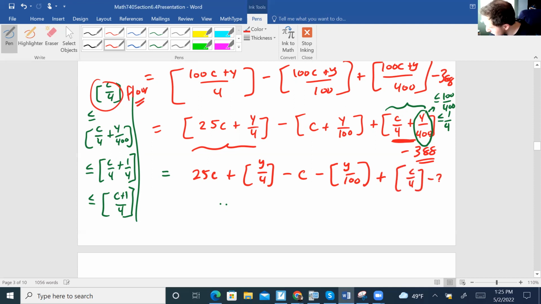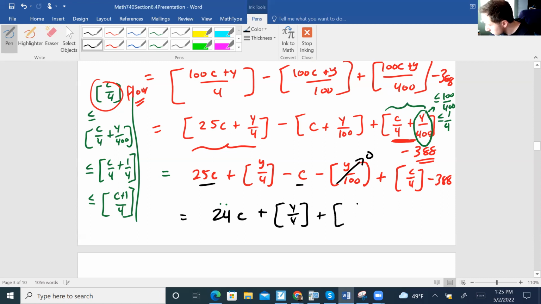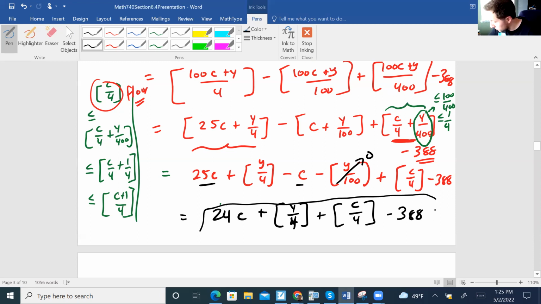And then I subtract my 388. Now, because the year, again, the year is between 0 and 100, this term is just going to go to 0, since the greatest integer function of a number less than 1 is going to be 0. So combining results here, we get 25c minus c would be 24c plus y over 4 plus c over 4 minus 388. And so this is an alternative expression that we can use to calculate the number of leap years.